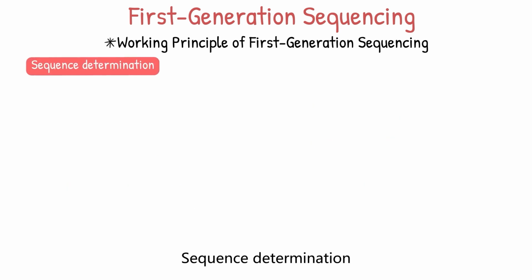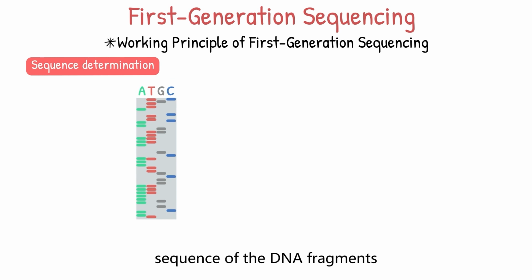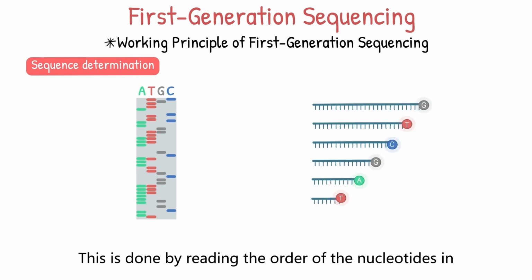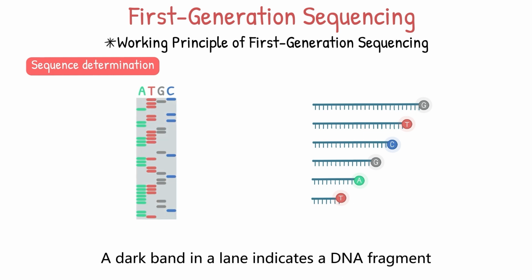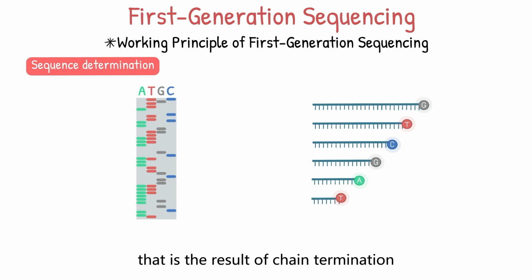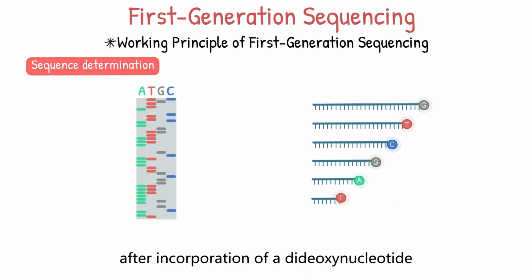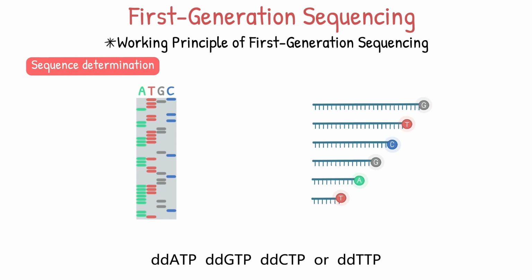Next is sequence determination. The final step is to determine the sequence of the DNA fragments. This is done by reading the order of the nucleotides in each fragment and comparing it to a known sequence of the primer. A dark band in a lane indicates a DNA fragment that is the result of chain termination after incorporation of a dideoxynucleotide, ddATP, ddGTP, ddCTP, or ddTTP.